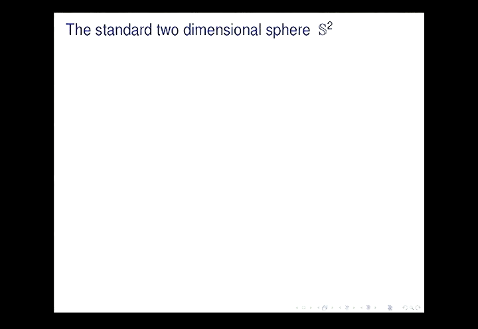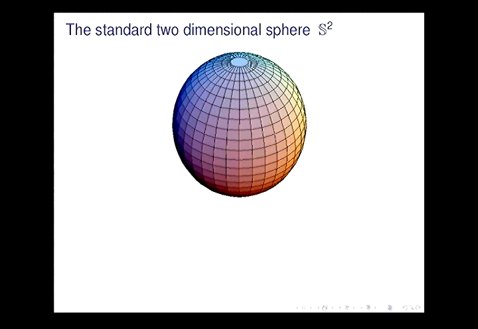Okay, now on to the two-sphere. So this is a standard two-dimensional sphere. It's two-dimensional because it takes two real numbers to describe a point on the Earth or a point on the sphere. For example, latitude and longitude.